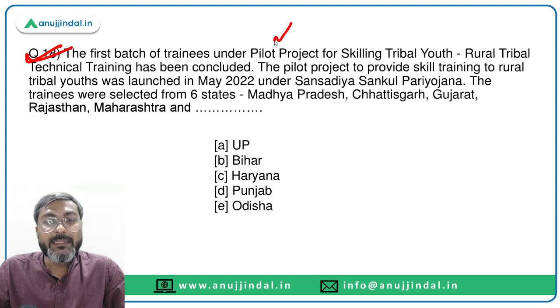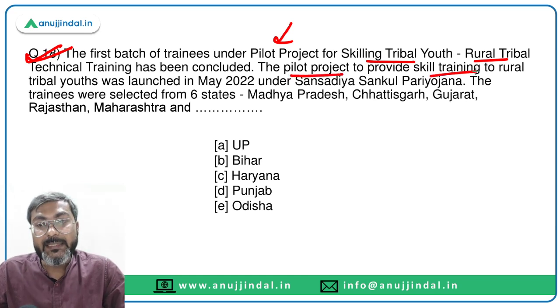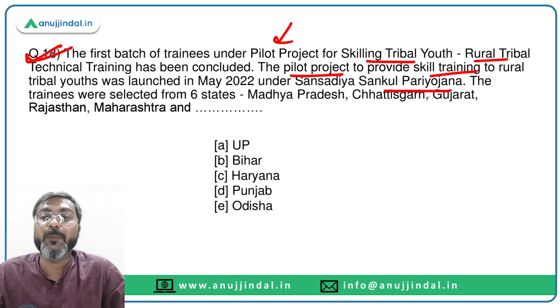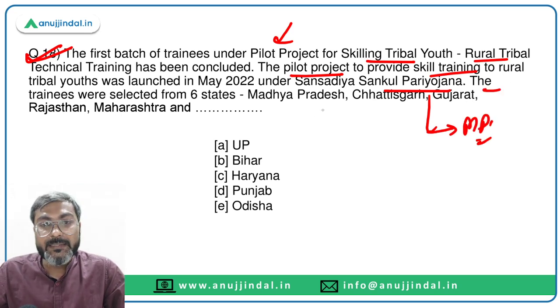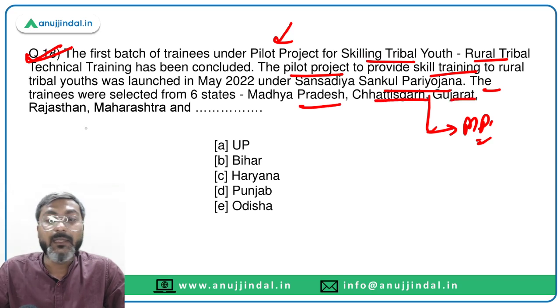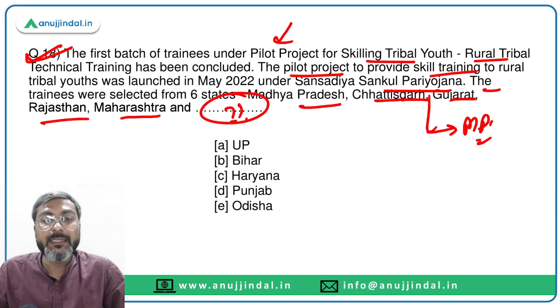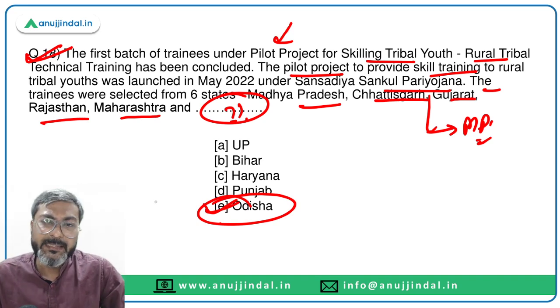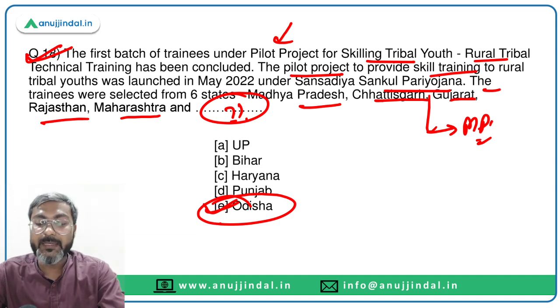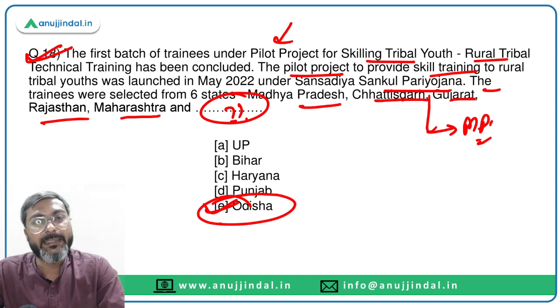The first batch of trainees under the pilot project for skilling tribal youth, rural tribal technical training, has been concluded. The pilot project to provide skill training to rural tribal youths was launched in May 2022 under Sansadiya Sankul Pariyojana of Madhya Pradesh. Right? The trainees were selected from 6 states, which are Madhya Pradesh, Chhattisgarh, Gujarat, Rajasthan, Maharashtra and which 6th state? So remember, the 6th state was Odisha. Option E is the correct answer. And there is no need to go into the details at all, because details are not available, because this is a state level scheme, so the details are not required.